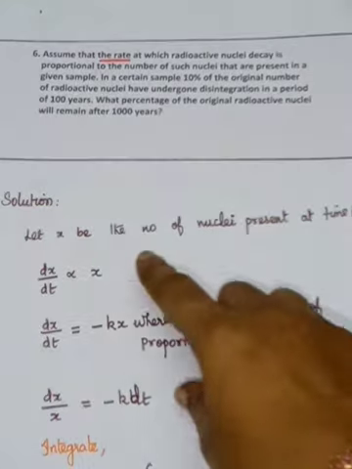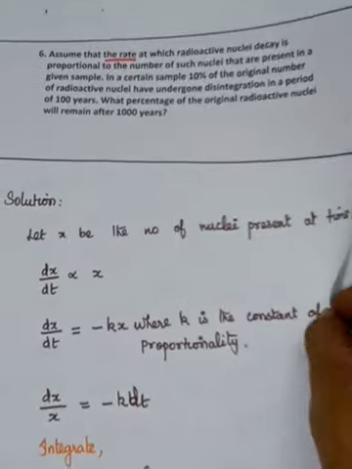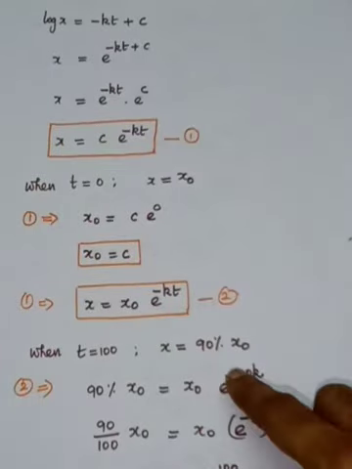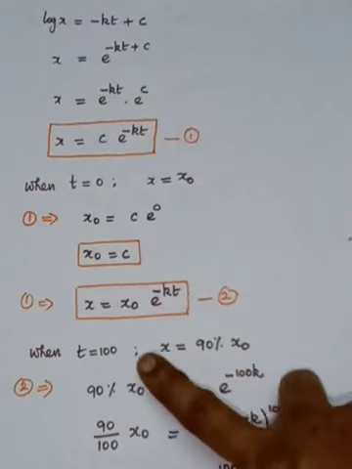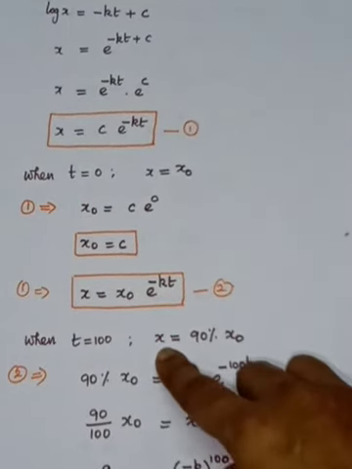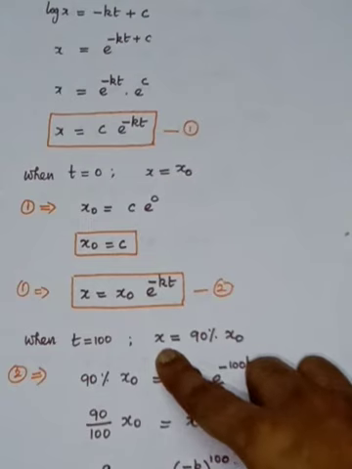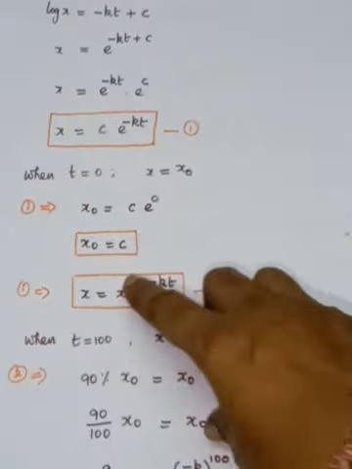Up here we have taken x as the number of nuclei present. So how much will be present after 100 years? So see now, it is 90% of x naught. So this is the original amount, that is the initial amount, when t is equal to 100. So after 100 years, what is x? X is the number of nuclei present. 10% of nuclei have undergone disintegration. It is gone. So how much will be present after 100 years? It is 90% of x naught.